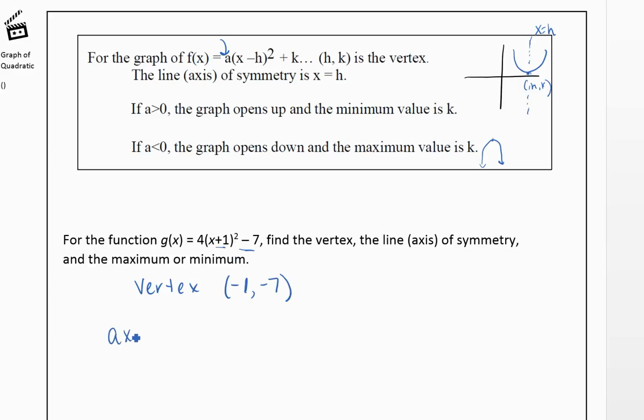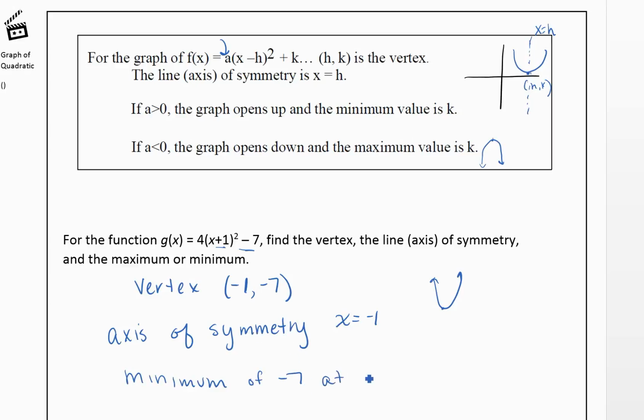Our axis of symmetry is just x equals -1. x equals the x coordinate there. Now our a is positive, so we're opening up, which means we're going to have a minimum value. So we'd have a minimum of, we'd say, -7 at x equals -1.